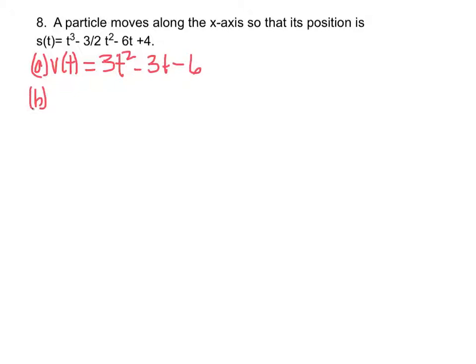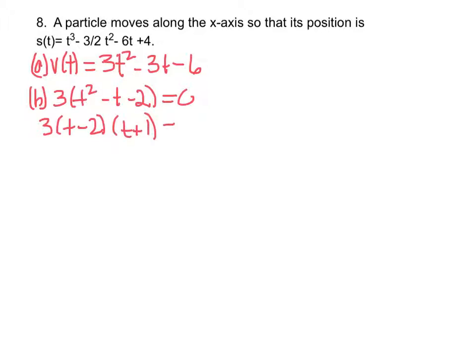Part B is asking for when the particle is at rest. Well, particle is at rest whenever the velocity is equal to 0. So we have a velocity equation from part A. I'm going to factor out a 3, and I will get t squared minus t minus 2, set that equal to 0, and then I'm just going to factor and solve. So that'll be t minus 2 and t plus 1, set that equal to 0, and I have t equals 2, and I have t equals negative 1.